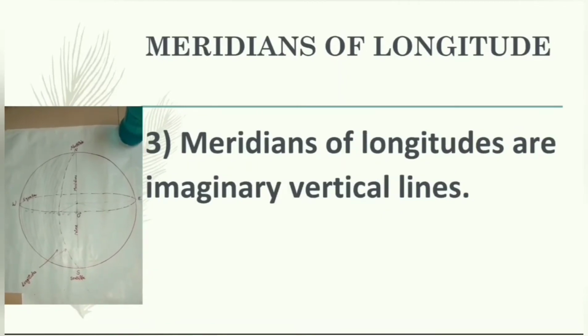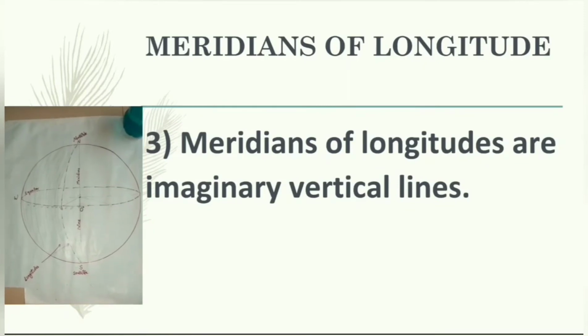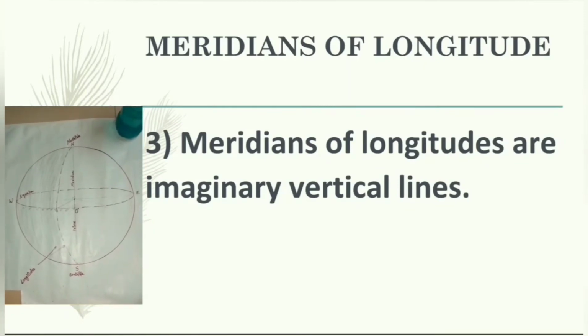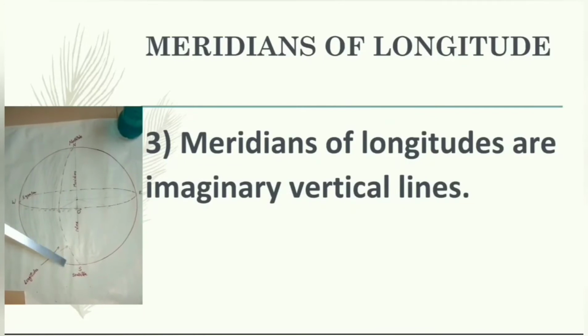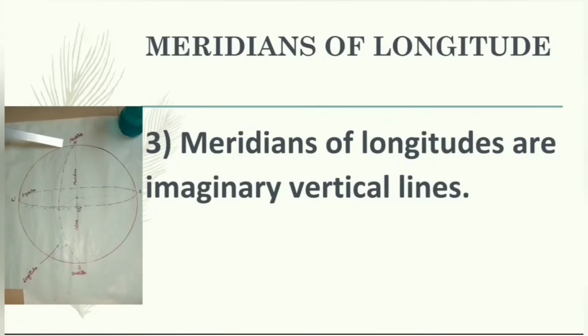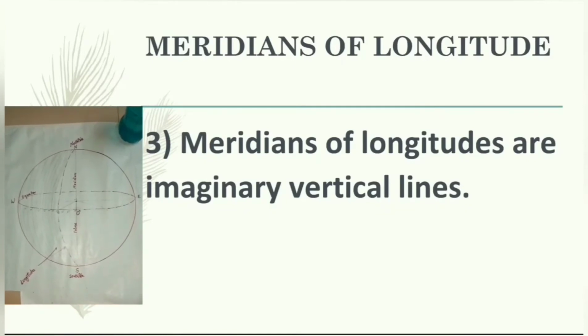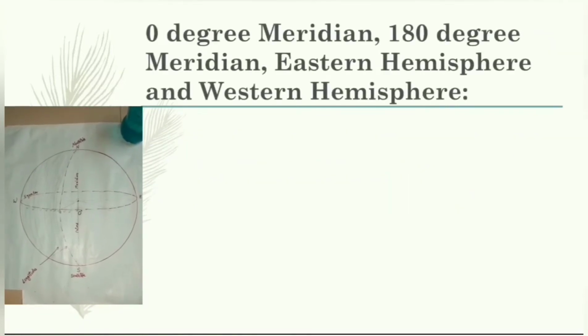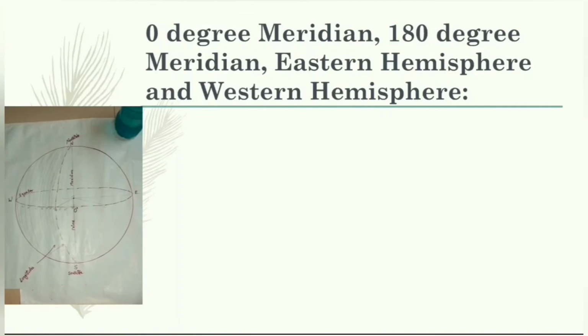Third point, meridians of longitude are imaginary vertical lines. How are they? Vertical lines, standing lines, you can see. So, meridians of longitude are imaginary vertical lines. Now, the next point: 0 degree meridian, 180 degree meridian, eastern hemisphere and western hemisphere.